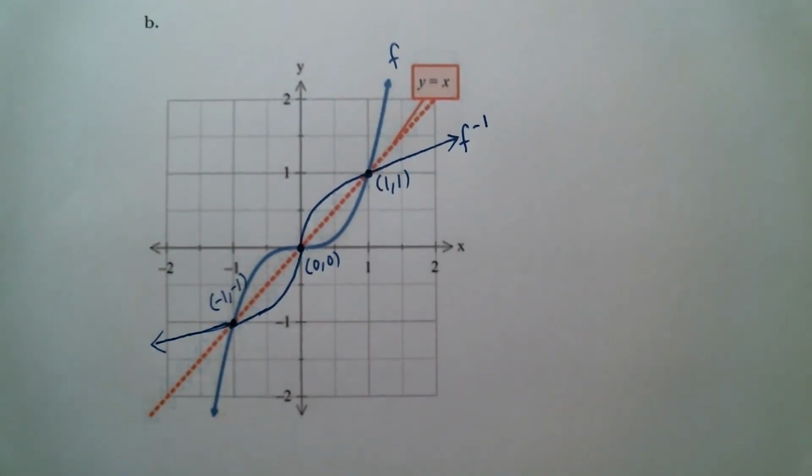We don't really know any specific points besides (1, 1), (0, 0), (-1, -1), okay? Those 3 points go through both the original and the inverse, okay? You had to really heavily rely on the symmetry about the line y equals x to do this particular one, okay?